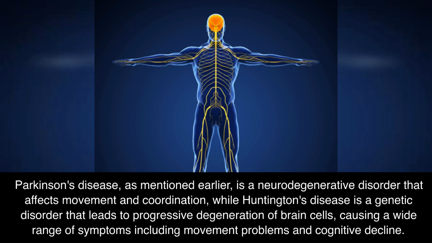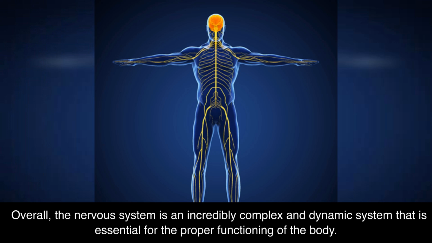Parkinson's disease, as mentioned earlier, is a neurodegenerative disorder that affects movement and coordination, while Huntington's disease is a genetic disorder that leads to progressive degeneration of brain cells, causing a wide range of symptoms including movement problems and cognitive decline. Overall, the nervous system is an incredibly complex and dynamic system that is essential for the proper functioning of the body.